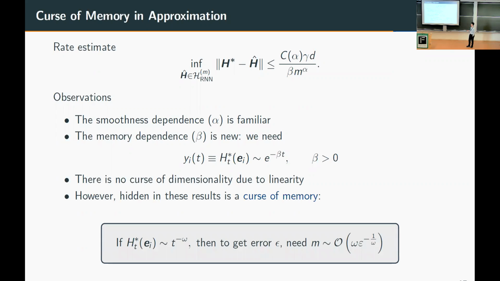For example, if this is again a derivative, and the derivative falls down like t to the minus omega, then what we can show is that to get approximation error epsilon, you need an exponentially large number of neurons in this case. Okay, so in this case, this is a curse of memory. And this is, of course, consistent with some fading memory properties that people have discovered in the reservoir computing case.